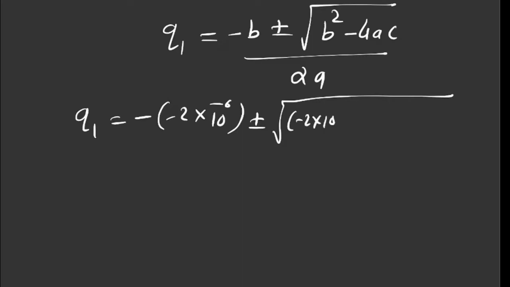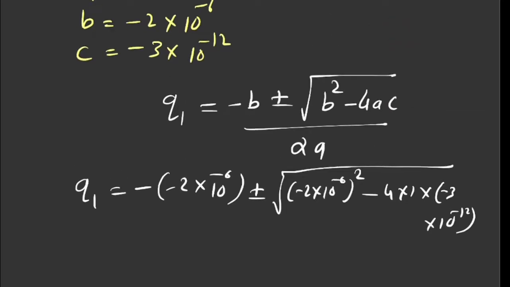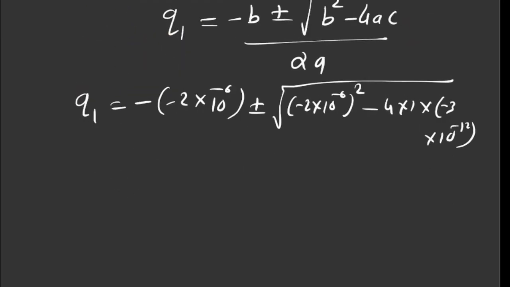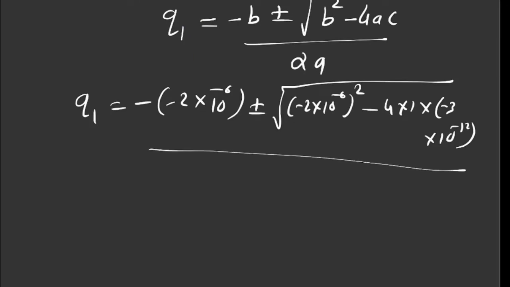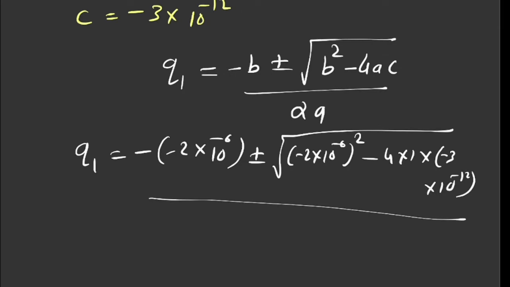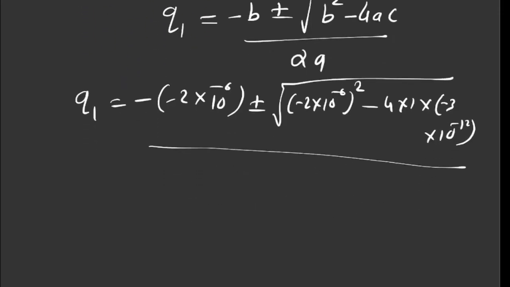Minus 2 into 10 to the power minus 6 whole square, minus 4 into 1 into minus 3 into 10 to the power minus 12. That is the c value. Okay, a, b, c, what we have is substitute here, whole divided by 2a. A is 1, so it becomes 2.